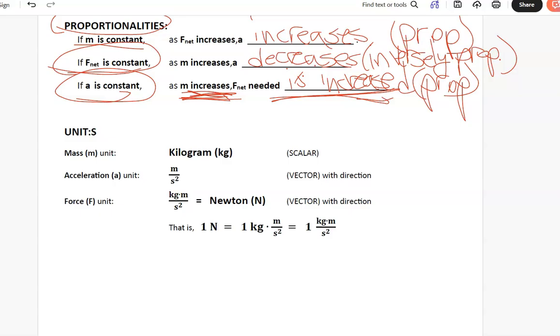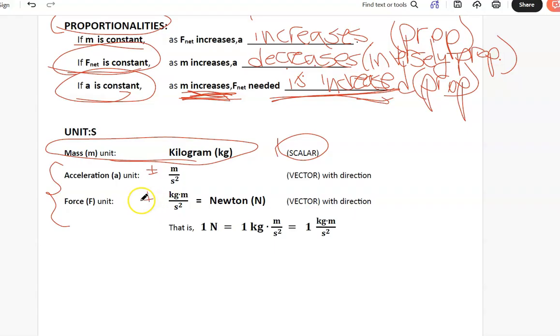Now, things to keep in mind with the units, and I've said this before, I'll just give another reminder here. Mass unit is kilograms. It is a scalar quantity. But acceleration and force are both vector quantities, so they need directions. So technically we would have a plus or minus sign on each of those. But the units we use for acceleration, meters per second squared, and the units we use for force are newtons, which is equal to a kilogram meter per second squared. That's a newton.